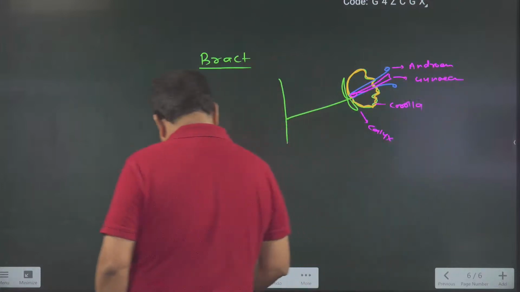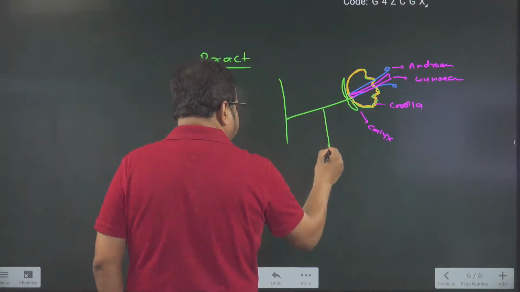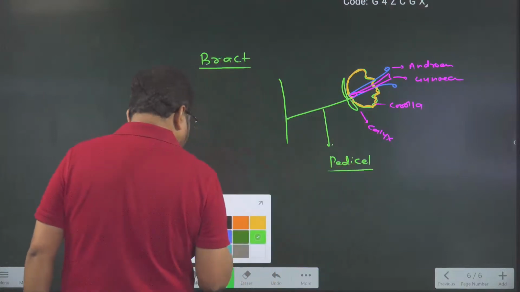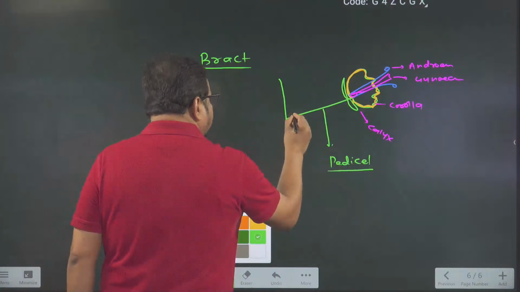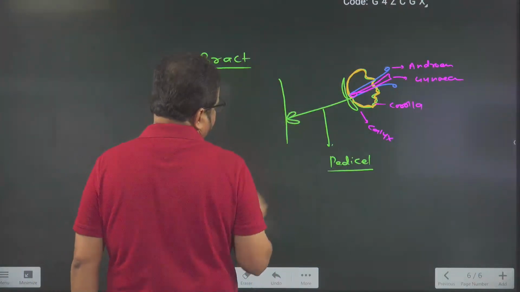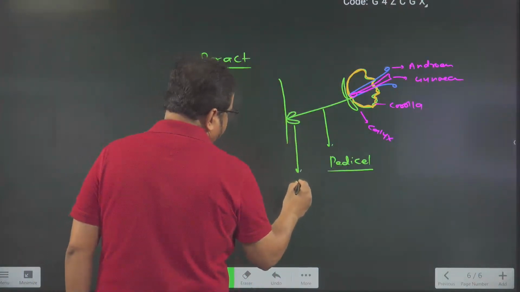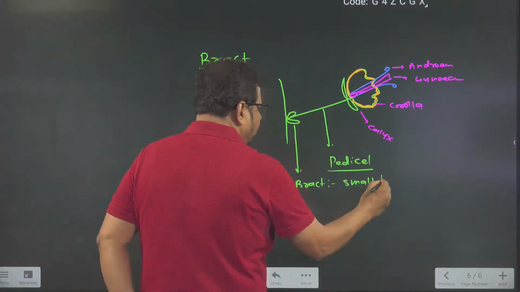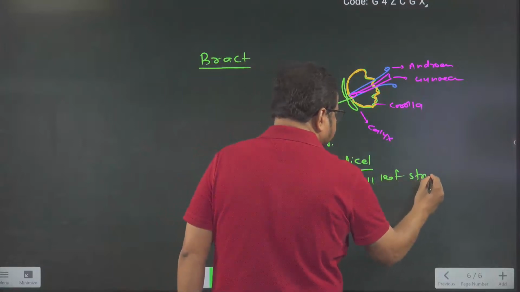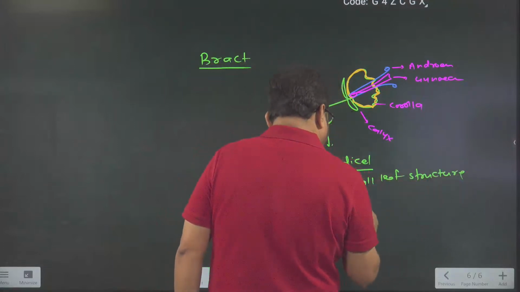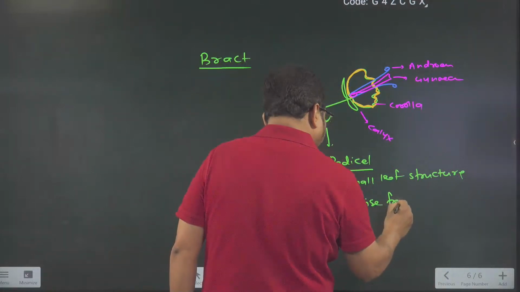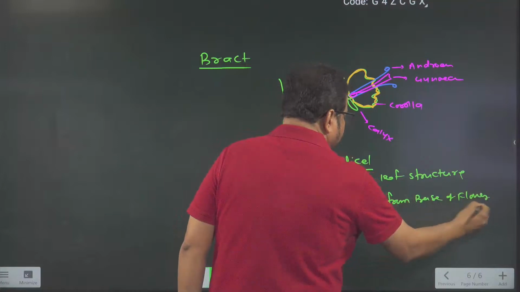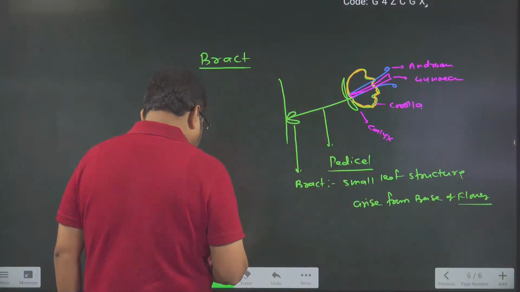I just make a sketch of the flower. Now this structure is what? Pedicel. So if a small leaf-like structure arises from the base of the pedicel, it is called bract. What is this bract? A small leaf-like structure arising from the base of the flower. I already told about it. It is called bract. Got the idea?